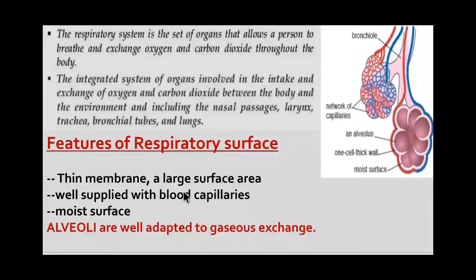Okay, next the moist surface. Here you can see, the respiratory surface is kept moist for easy diffusion of gases. So some cells in the alveolar wall secrete fluid that keeps the inner surface of the alveoli moist, and this allows gases to dissolve, and this fluid also prevents the sides of the alveoli from sticking together. Okay, thus alveoli are well adapted to gaseous exchange. Okay, now these features of the respiratory surface always come in the exam. Okay, so please learn this.